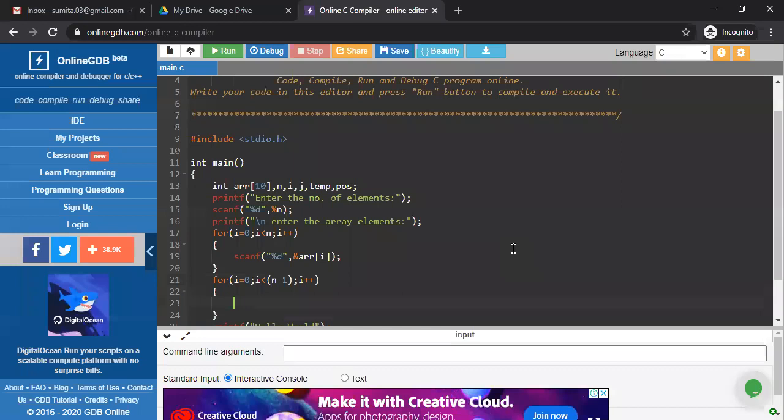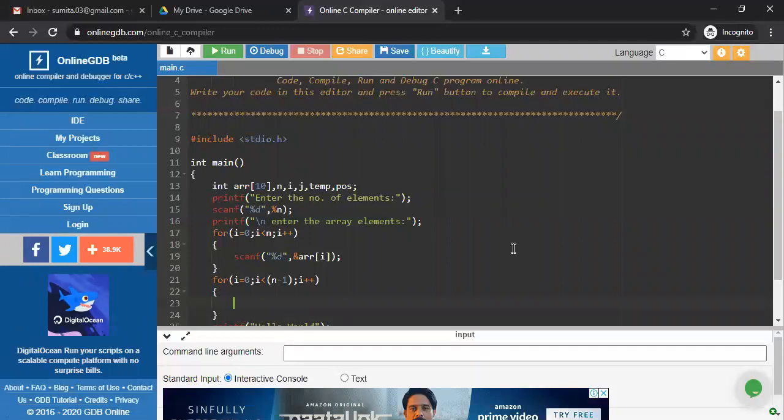Okay, so 0 to less than n minus 1 means 0, 1, 2, 3, 4, 5, 6. Total 7 times my loop is executed. How? Because array indexing starts from 0 and ends with n minus 1. So our outer loop is executed from 0 to 6, means total 7 times.